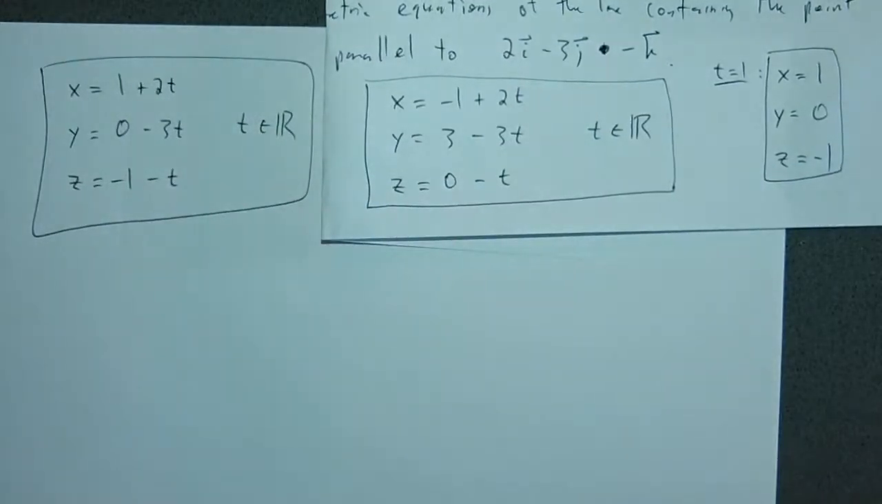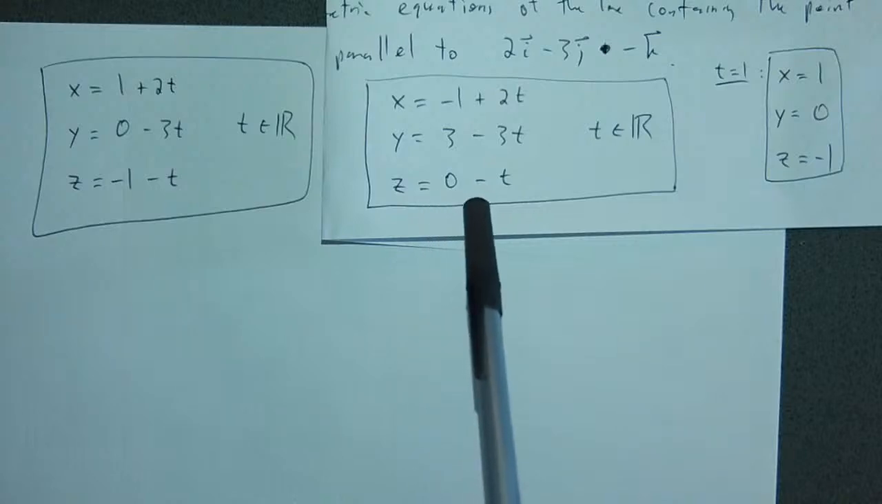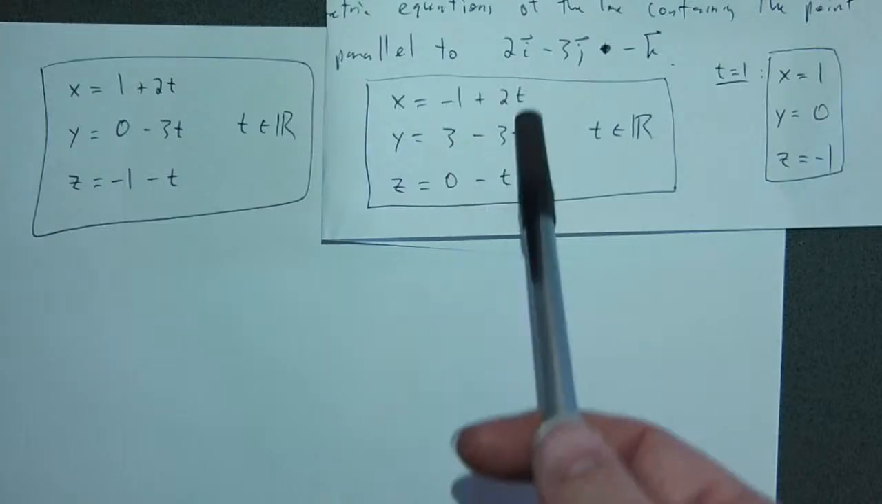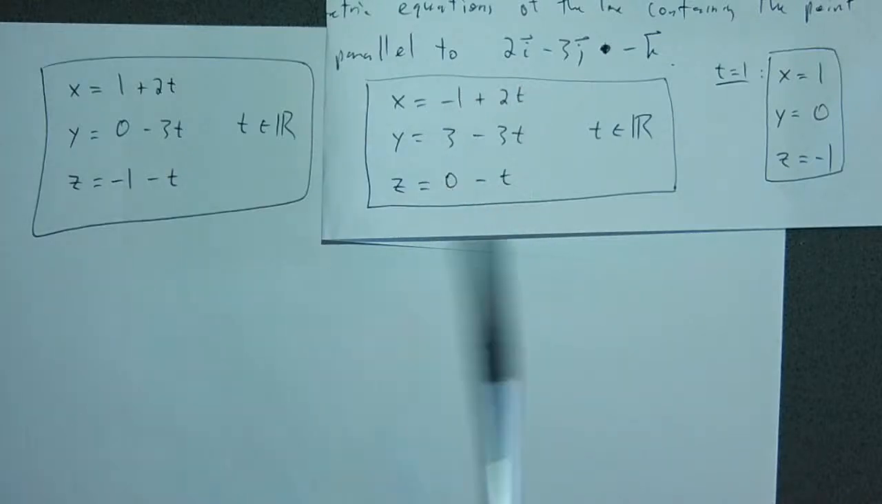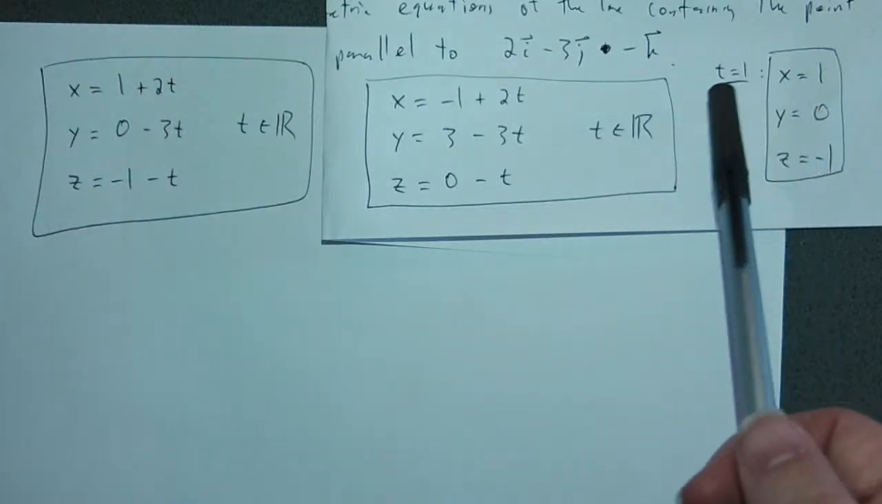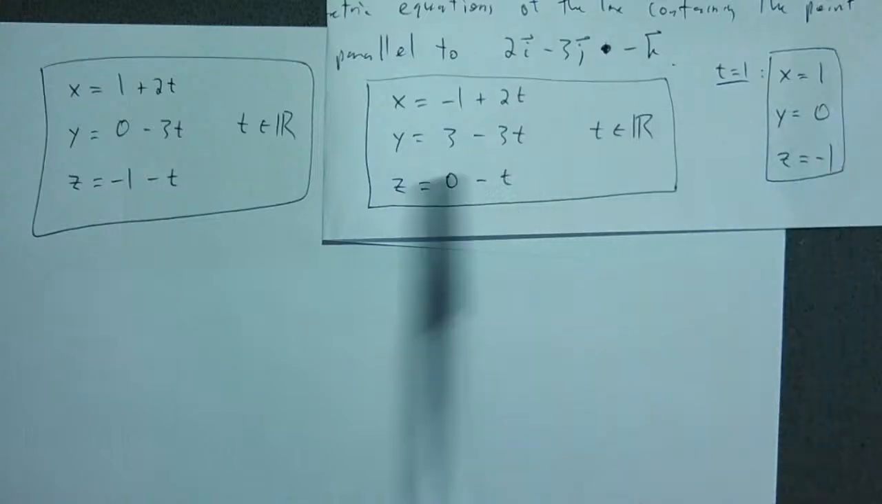Now you might say, how could that be? Well, all you've done is initialize the initial point differently, right? So here, the initial point is clearly (-1, 3, 0). When t is equal to 0, you get (-1, 3, 0). Here, the initial point is (1, 0, -1). So when t is equal to 0, you get (1, 0, -1), which is the point corresponding to t equals 1 for this description of the line.